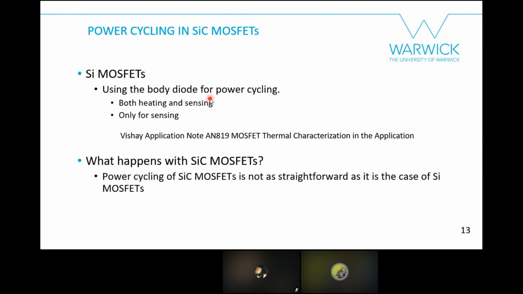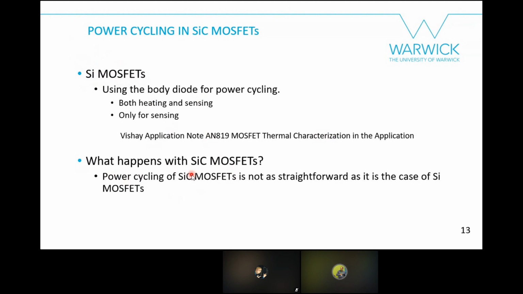In silicon MOSFETs, people propose to use the body diode for power cycling, and it can be used for both heating and sensing, or only for sensing. So you have more information in this application note from BSHI. And it looks like this has been accepted and looks okay. It's a good methodology for power cycling silicon MOSFETs.